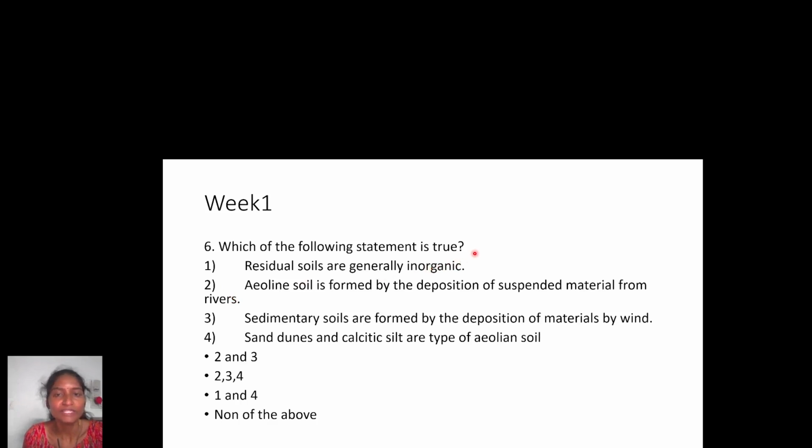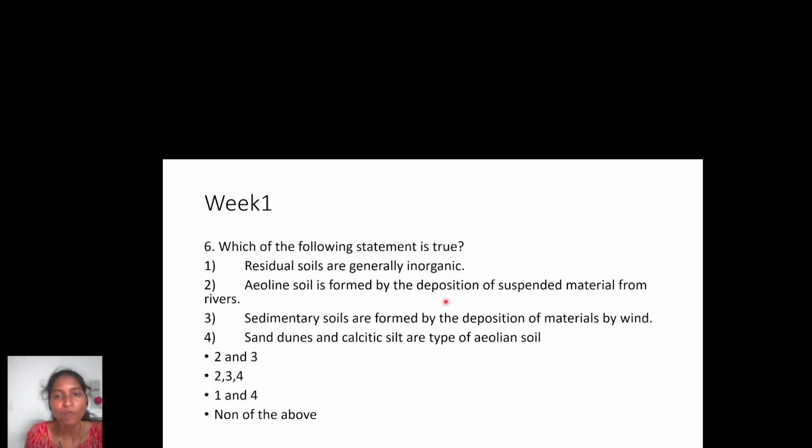Which of the following statements is true? So, four statements have been given. Residual soils are generally inorganic. So, how do we actually say the soil is residual? Whenever we have a bigger rock, then those amounts of soil from the rock which are insoluble or which cannot be transported from one place to another, they stay at that particular place and we call them residual soils. Usually they are inorganic, that's why they are insoluble and they won't be mostly transported. So option 1 is correct.